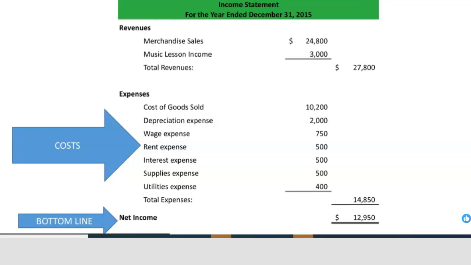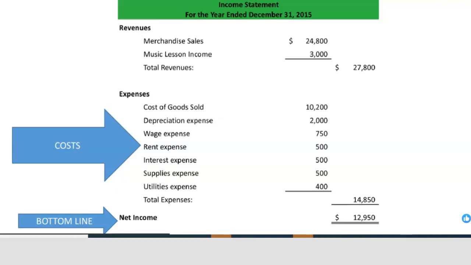Revenues, those are the revenues that Paul's Guitar earned, $27,800, and expenses. And those expenses are listed: cost of goods sold, depreciation, wage, rent, interest, and total amount $14,850. And you subtract those two and you have your net income. Now this income statement is prepared, as you learned in financial accounting, once a year.